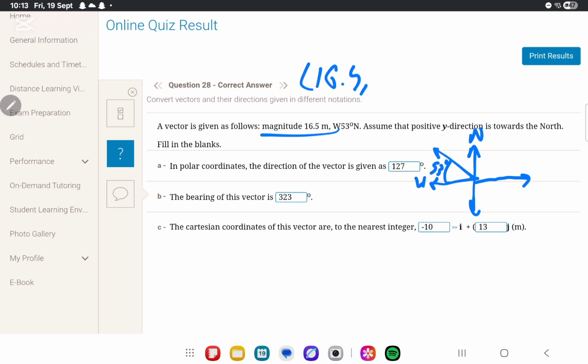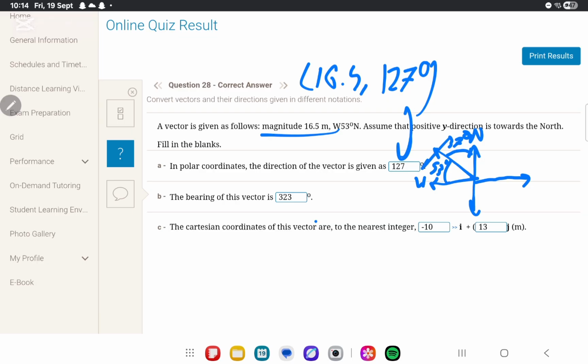So 90 minus 53 is 37. Now to find theta, it's going to be 90 plus 37, because remember this part is 90 here. 90 plus 37 is 127 degrees. So 127 degrees is the angle, and the direction of the vector is given, so that's what they want, 127 degrees, and that's the first part.